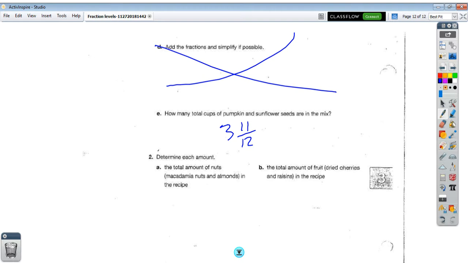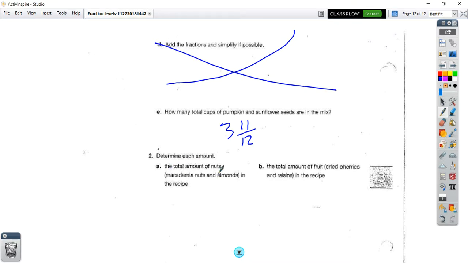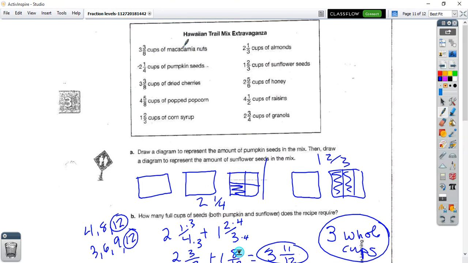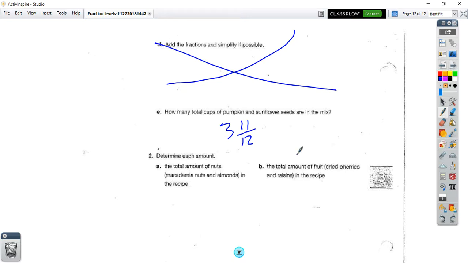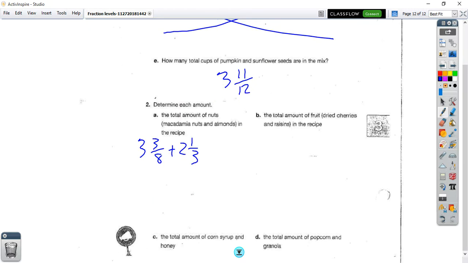Then we have step 2. It says determine each amount, the total amount of nuts, macadamia nuts and almonds in the recipe. So let's look at the macadamia nuts. Macadamia nuts are 3 3/8, and almonds are 2 1/3. So we have 3 3/8 plus 2 1/3. And so we add them together.